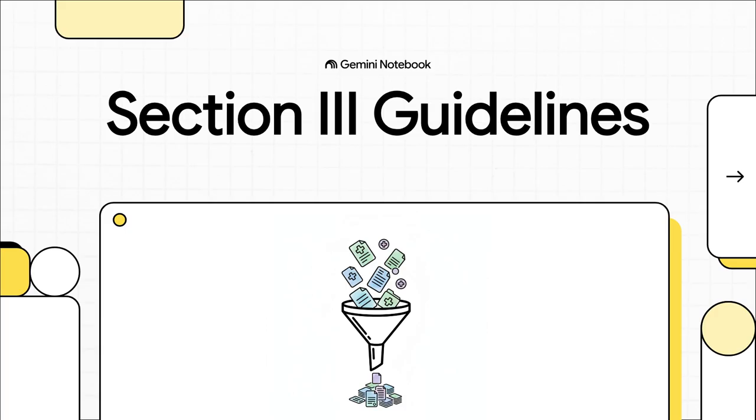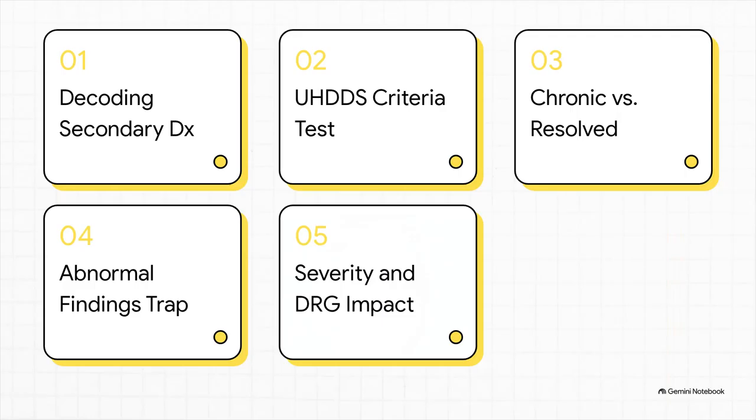Getting these rules right? It's literally the difference between a compliant, fully optimized claim and a massive audit failure, an error that costs health systems millions of dollars every single year. Okay, let's dive into this. Here's our roadmap for this explainer. We'll be looking at decoding secondary diagnoses, the UHDDS criteria test, chronic versus resolved conditions, the abnormal findings trap, and finally, severity and DRG impact.